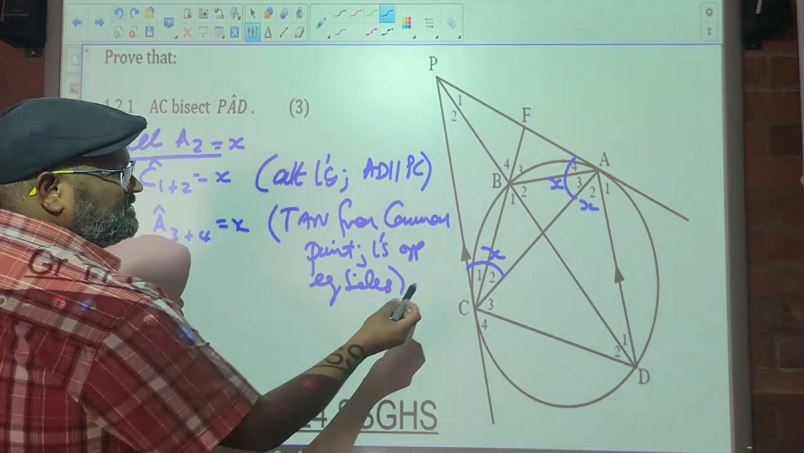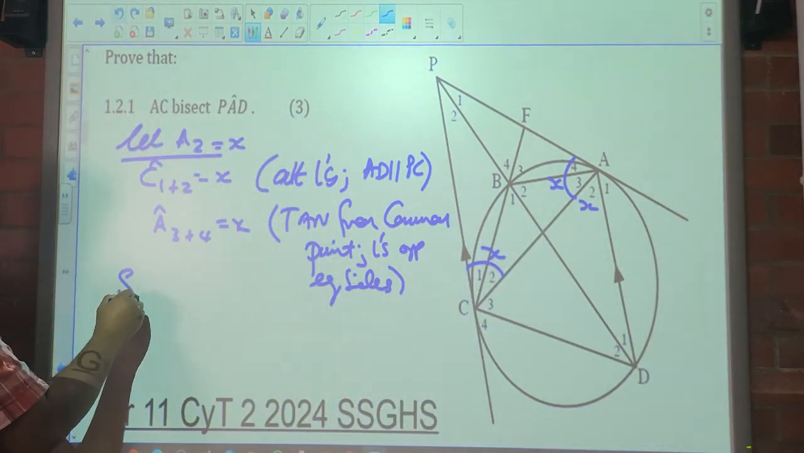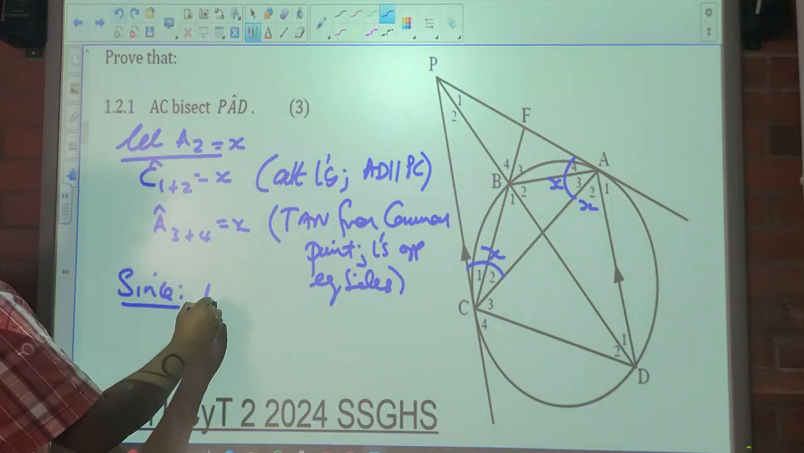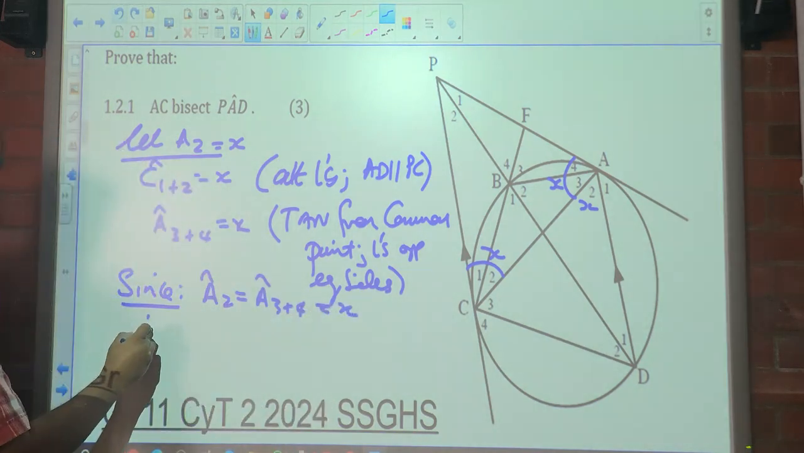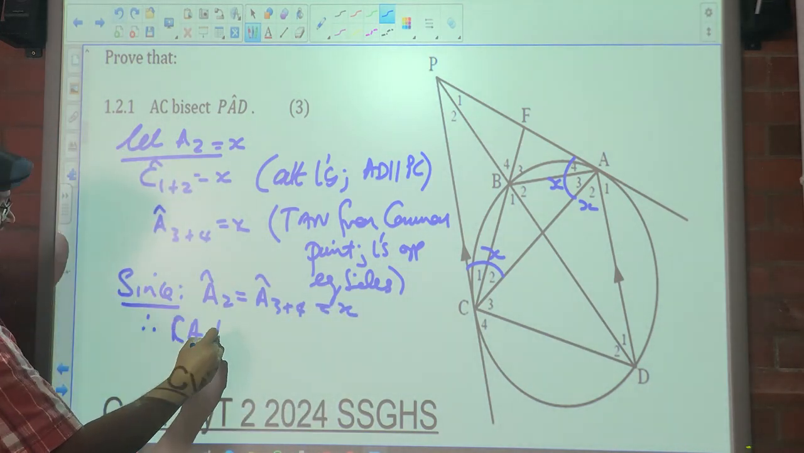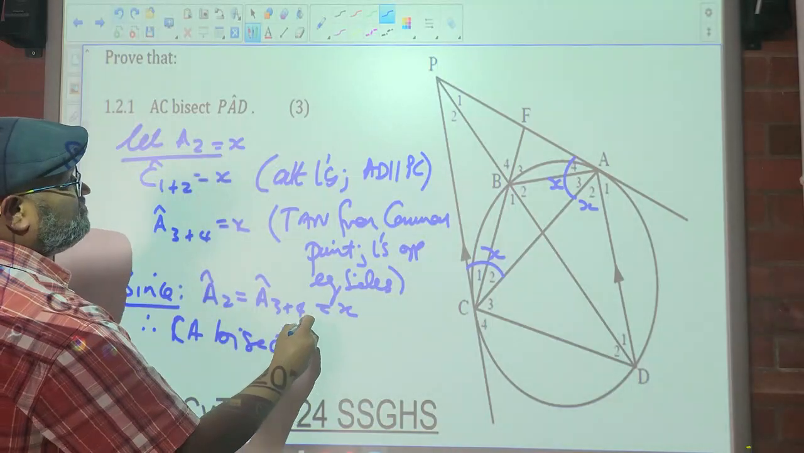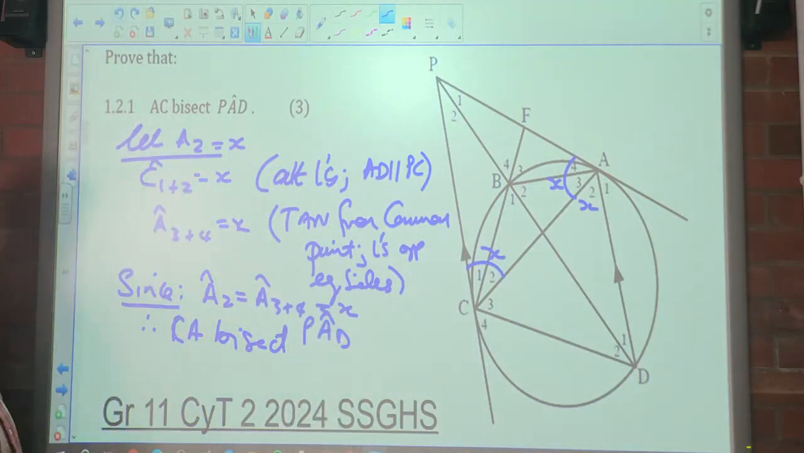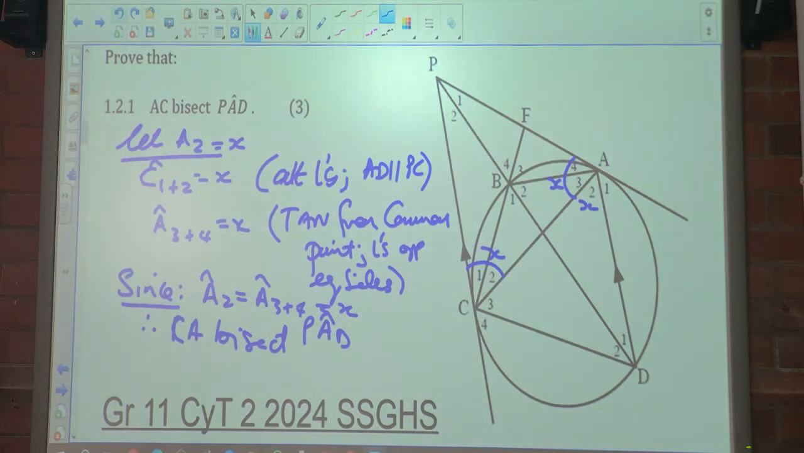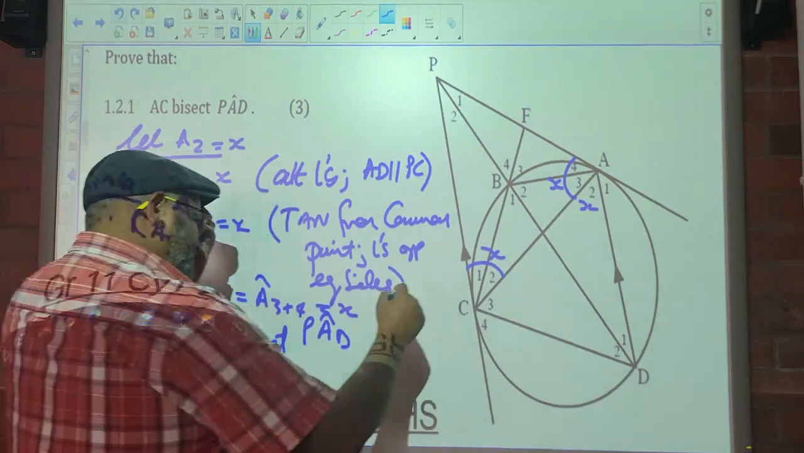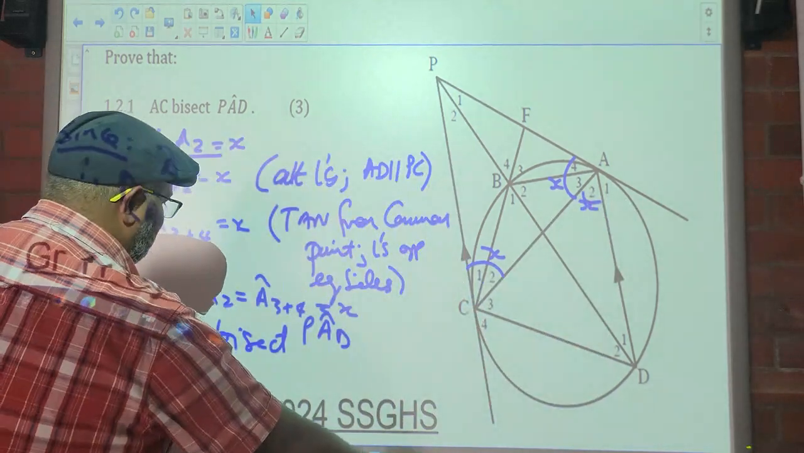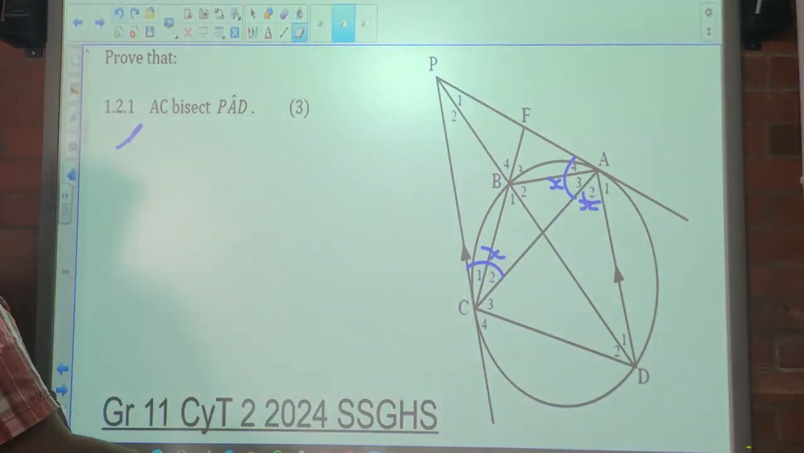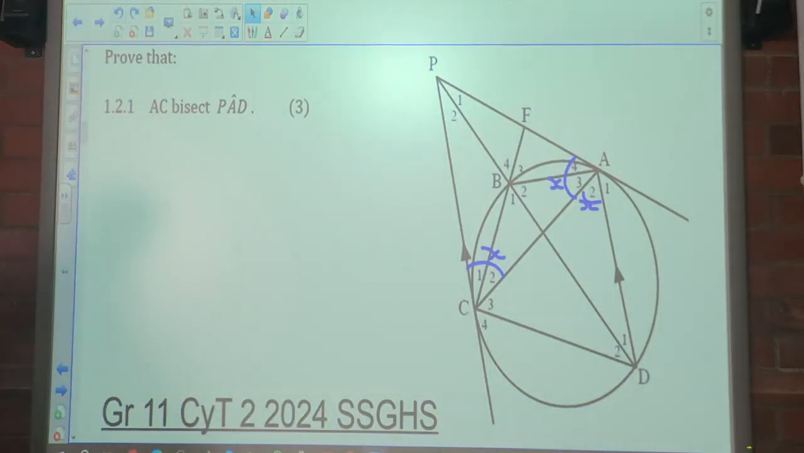So what do we notice now? They are equal. So now we state the obvious. Since A2 is equal to A3 and 4, which is equal to X, therefore CA bisects PAD. Therefore it's cutting it in half. So that is also marked the same thing. Everything we have here is on the diagram. Let's take it off and go to the next question.